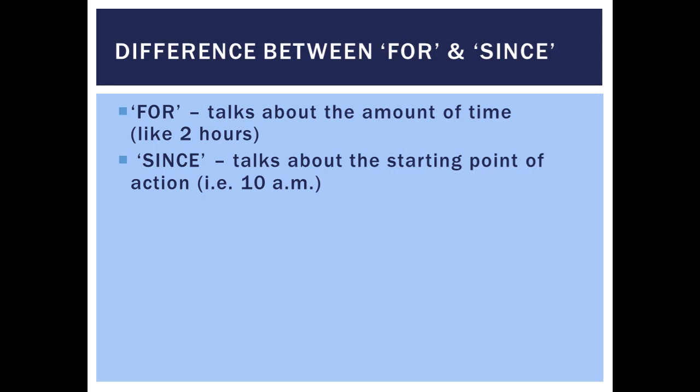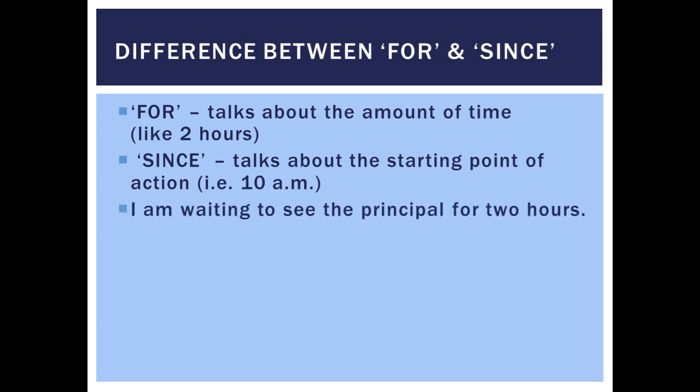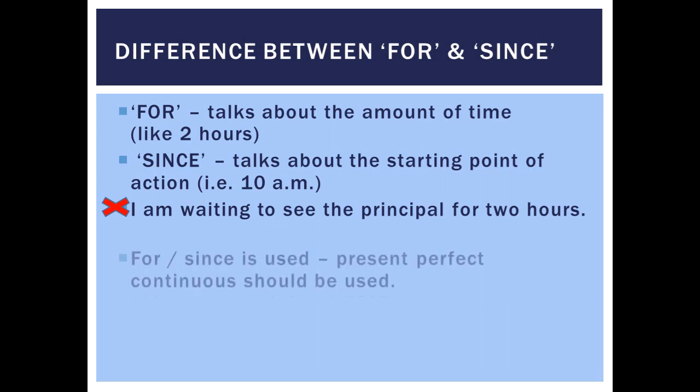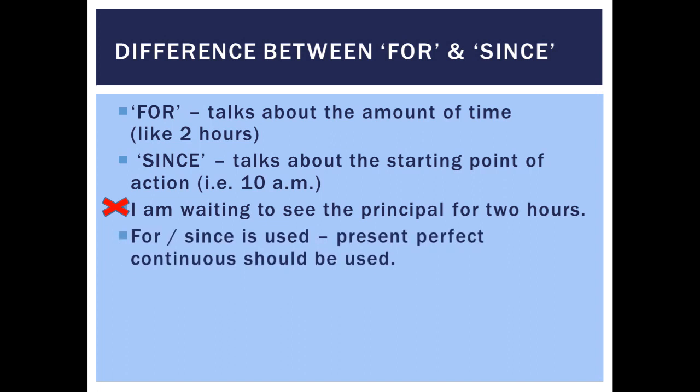Here I want to tell you a common mistake: if you say, I am waiting to see the principal for 2 hours, it is wrong. When you mention the amount of time, like 2 hours, or the starting time, since 10 a.m., you must use present perfect continuous. This means that if you use for or since in your sentence, you must use present perfect continuous tense.